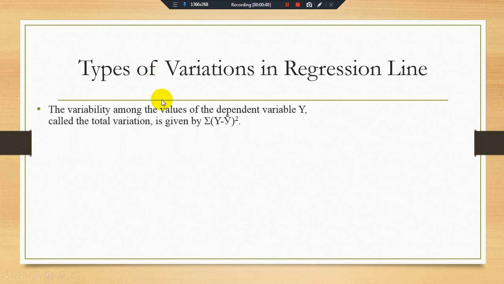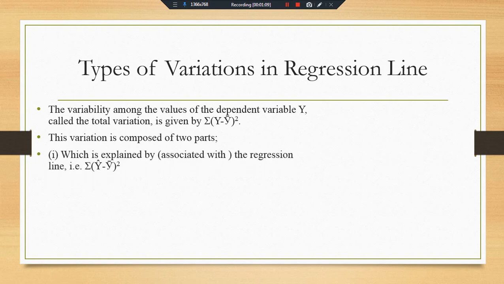The variability among the values of the dependent variable y is called the total variation, and it is given by summation y minus y bar square. So this means the total variation in y. There are two main parts of the total variation.